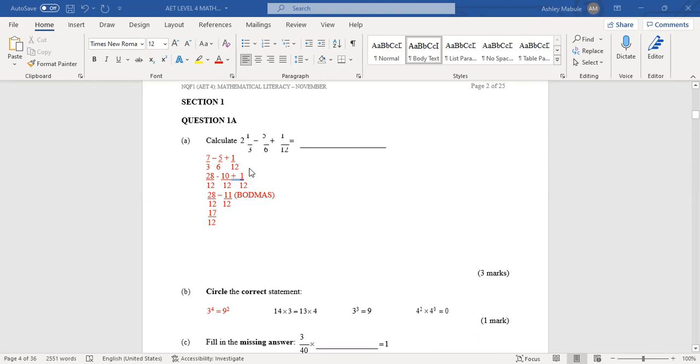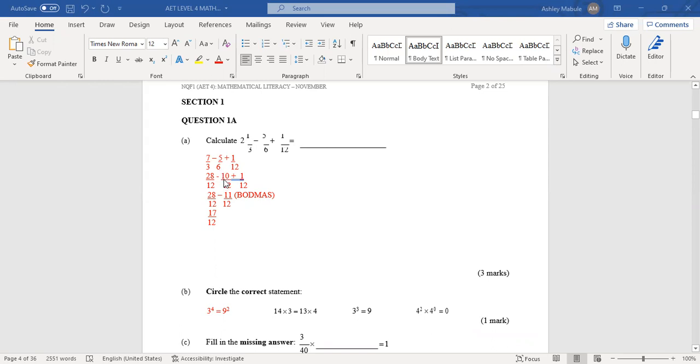Now before we start, what you're going to do is change this mixed fraction into an improper fraction. You say 2 times 3 is 6 plus 1 is 7. It's now 7 over 3. And then from there, we're first going to start with the addition side, because BODMAS says that you start with addition before subtraction. So we're going to find the lowest common factor between the two, which is 12.